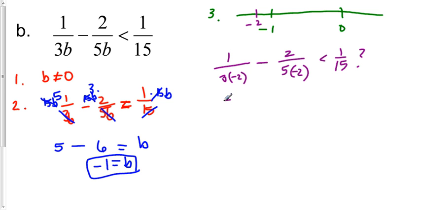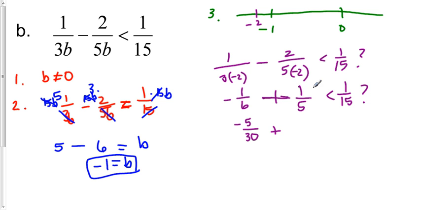-1/6 minus -2/10 or 1/5, I guess. I'm just going to reduce it right away. This becomes a plus sign. Is it greater than 1/15? I don't know. Well, let's get a common denominator here. If I multiply this one by 5 over 5, I have -5/30. Plus, I'm going to multiply this one by 6 over 6, 6/30. That gives me 1/30. Is that less than 1/15? Yeah, it definitely is. 1/30 is a much smaller piece of the pie than 1/15 is.